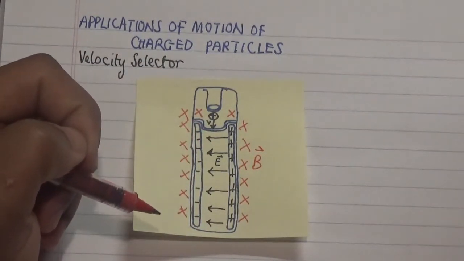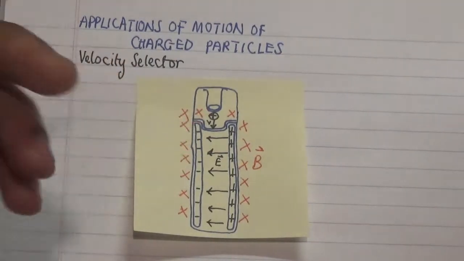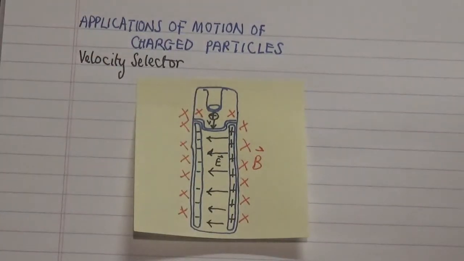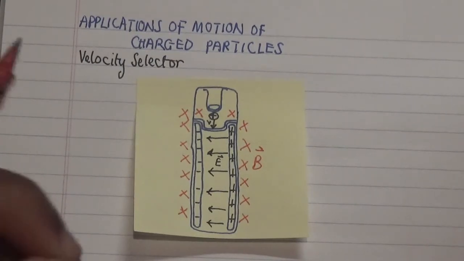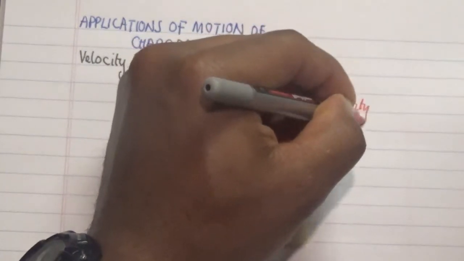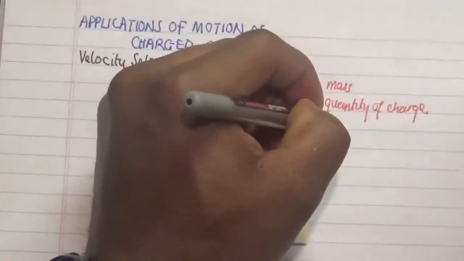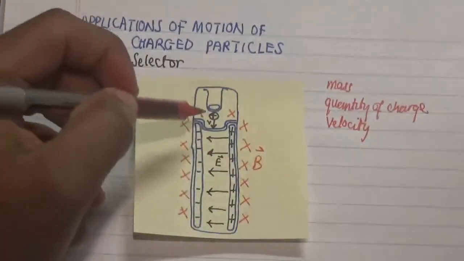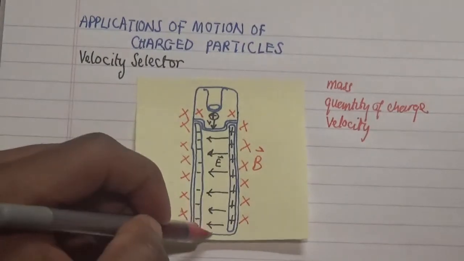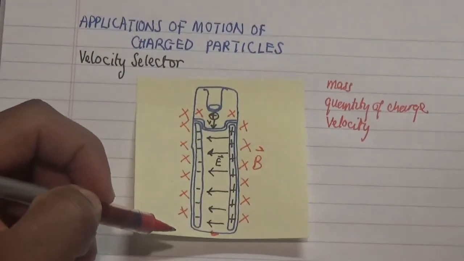Now, one important thing we need to note about this particle is that there are three properties that are important for the success of this particle and for its detection. One of them is the mass of the particle. Secondly, we have the quantity of charge that the particle contains, either positive or negative. And last and foremost, we need to take into account the velocity that the charged particle is moving at, going from top to bottom, which is where our detector is positioned.